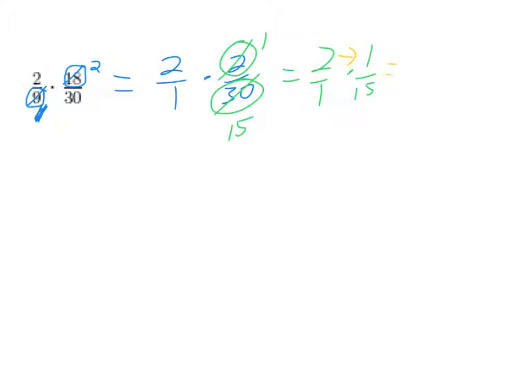So now I can multiply straight across and get 2 times 1 is 2. 1 times 15 is 15. And my final answer is 2/15.